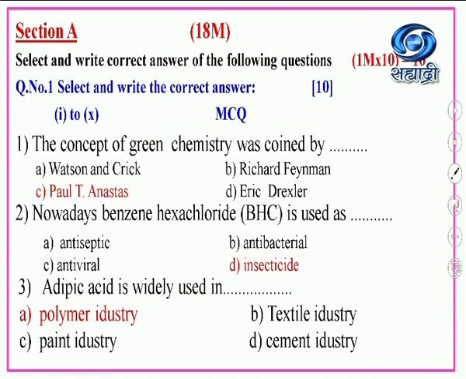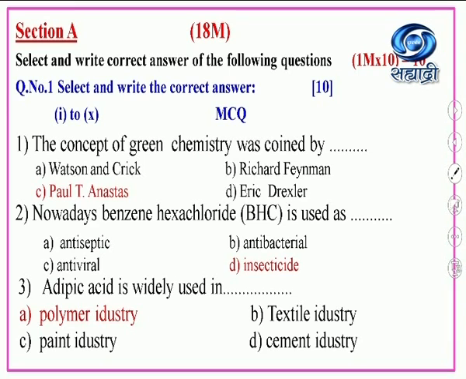The section A is for 18 marks. Select and write the correct answer of the following questions. Each question carries 1 mark. There are 10 questions, so the total marks are 10. So question number 1, select and write the correct answer. There are numbers 1 to 10. Ten numbers are there. Okay.